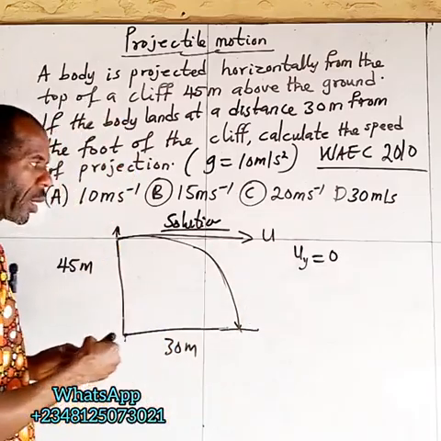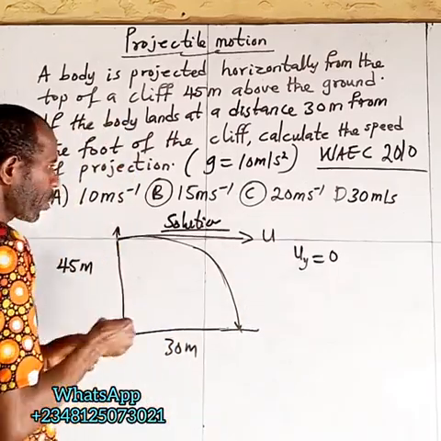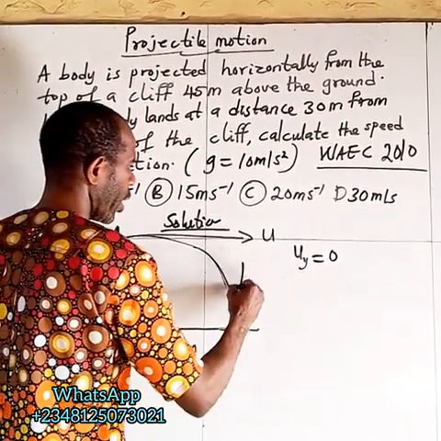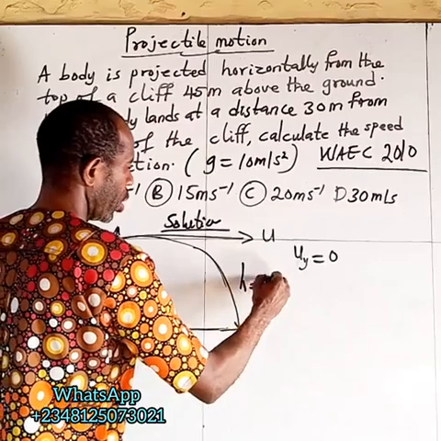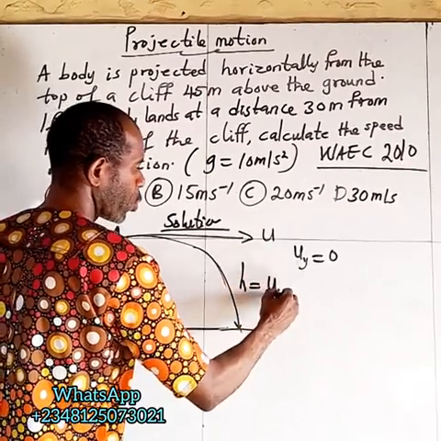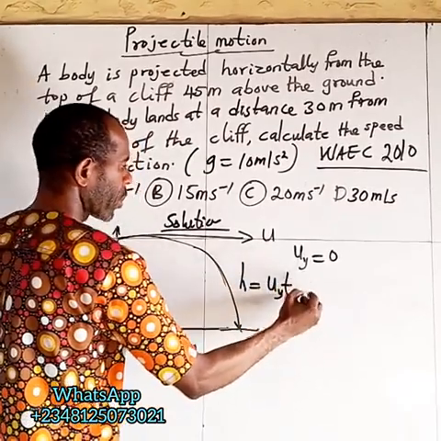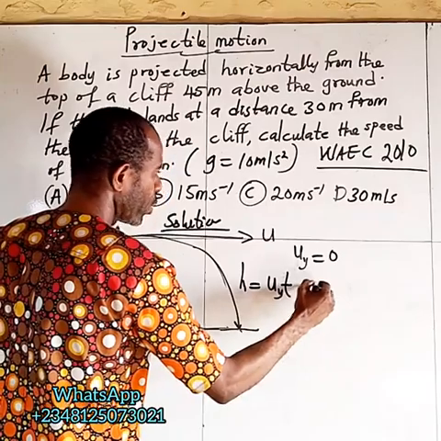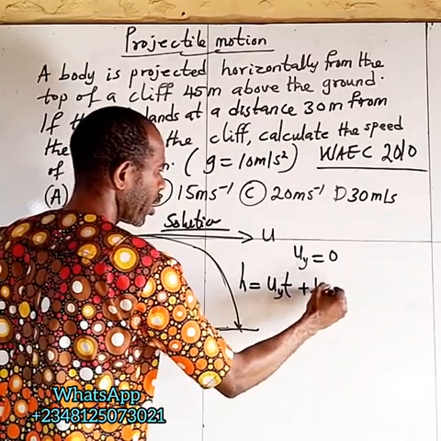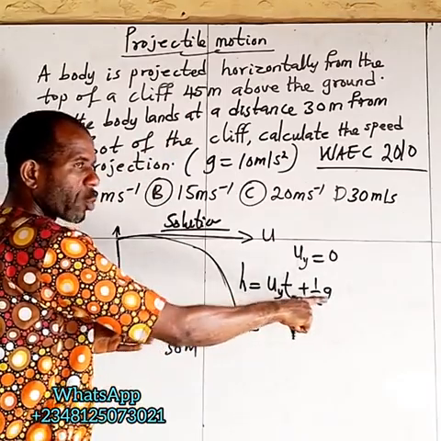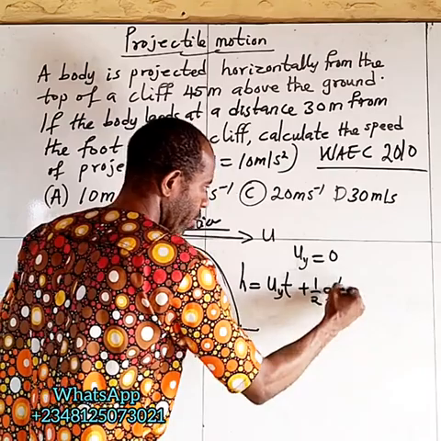Then let us look at the vertical motion. The vertical motion there, u of y is what? 0, because the object is coming from a height. The object just dropped. Now we use equation 3 of linear motion, which becomes u y t, that is the initial velocity multiplied by t, plus half g t squared.